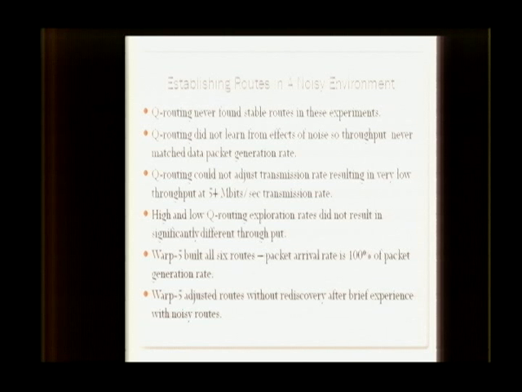High-end, let's see, Q routing could not adjust the transmission rate. High and low Q routing exploration rate did not result in significantly different throughput. The graphs all look about the same for Q routing. Warp 5 built all 6 routes, and the packet arrival rate is 100% of the packet generation rate. It adjusted routes without rediscovery after experience with noise. And so because Warp 5 was using what it learned at the map level, moving that information upwards to influence what was going on at the network level, it made different forwarding decisions in response to noise. When a particular neighbor showed that it was particularly noisy, Warp 5 simply shifted over to a different neighbor.